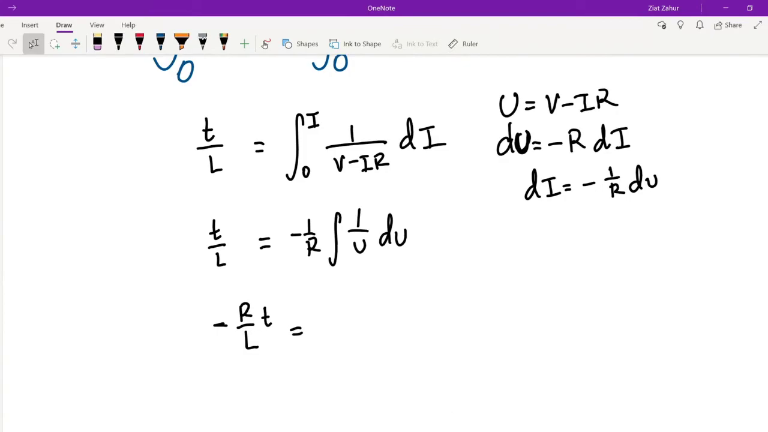Is equal to 1 over u is just the ln of u, and u is V minus IR. And we're going from 0 to I. Now don't just ignore the bounds, you actually have to do them.